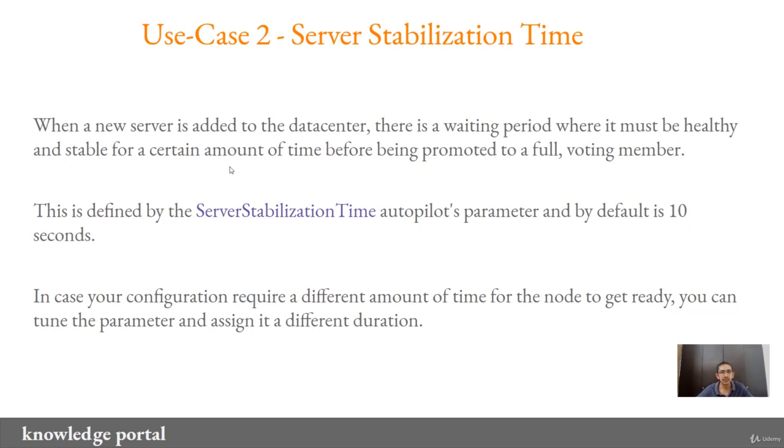This certain amount of time is defined by the server stabilization time autopilot parameter, and it defaults to 10 seconds. Now in case your organization requires a different configuration, so let's say you do not really need 10 seconds, you need 60 seconds, then this is something that you can easily do by configuring the autopilot settings. So let's quickly jump into the practical and understand how exactly it works.